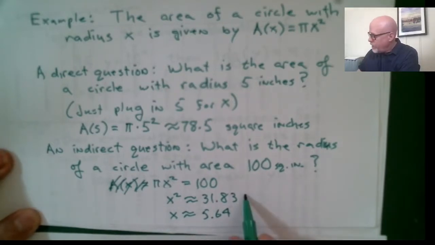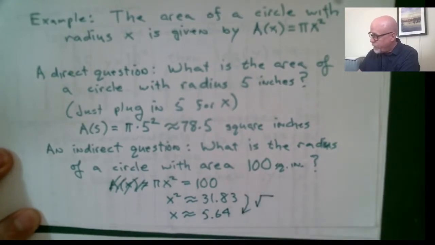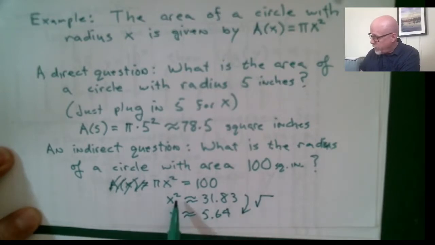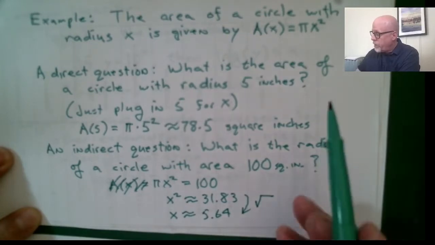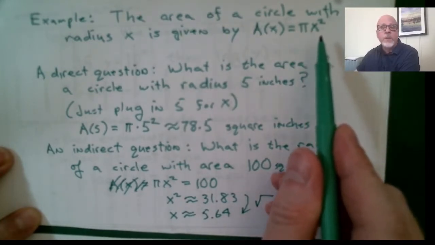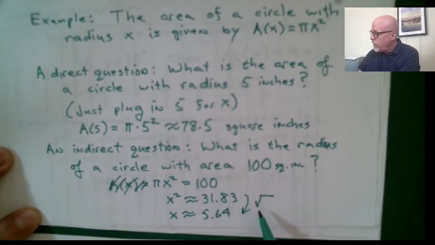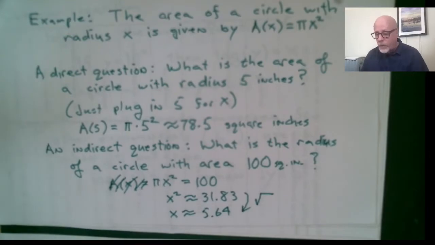Just notice what happened from here to here is you used the square root function. You had to take the square root of 31.83 to get that because you had x squared and you wanted just x. That's the inverse of the basic function we're dealing with, where the basic function is x squared. We needed its inverse to solve one of these indirect questions, or sometimes called inverse problems, because they involve using the inverse function.